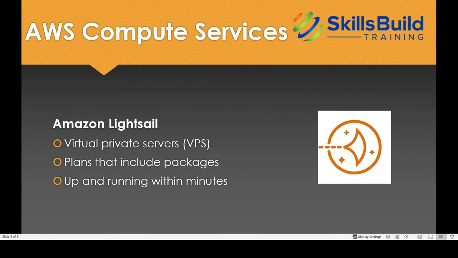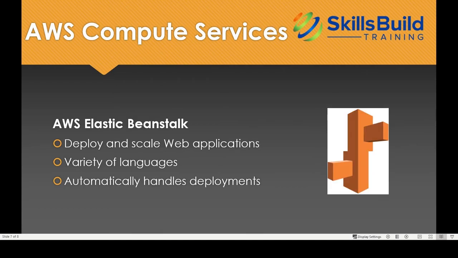Then we have Amazon Lightsail. Amazon Lightsail is designed to be the easiest way to launch and manage a virtual private server with AWS, so a VPS. Lightsail plans include everything you need to jumpstart your project. So it includes a virtual machine, SSD-based storage, data transfer, DNS management, and a static IP address for a low, predictable price.